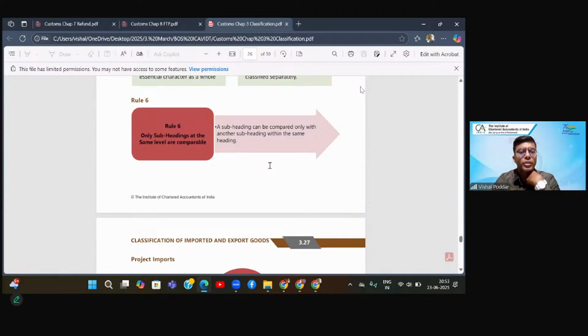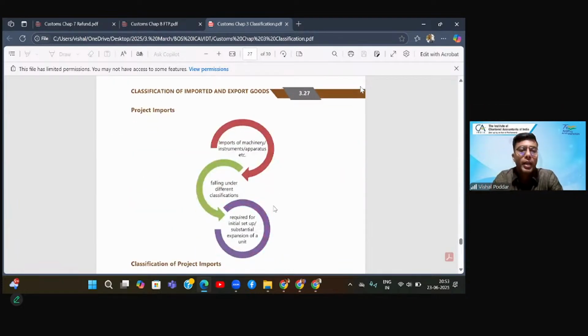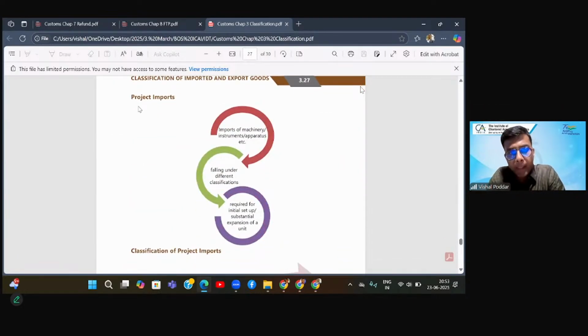Then coming to rule 6. Rule 6 is what? You will apply all the above rules first to decide the chapter heading. Once you have decided, you come to know, okay, my goods will fall in this particular chapter. Now rerun the same rules to decide under this chapter which heading it will get classified. After deciding the heading, decide under which subheading it will get classified. So for every stage of classification, you have to apply the above classification or interpretation rules.